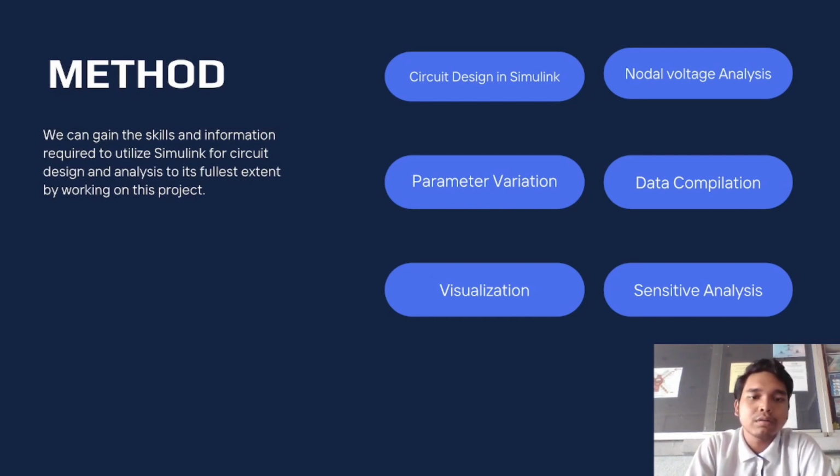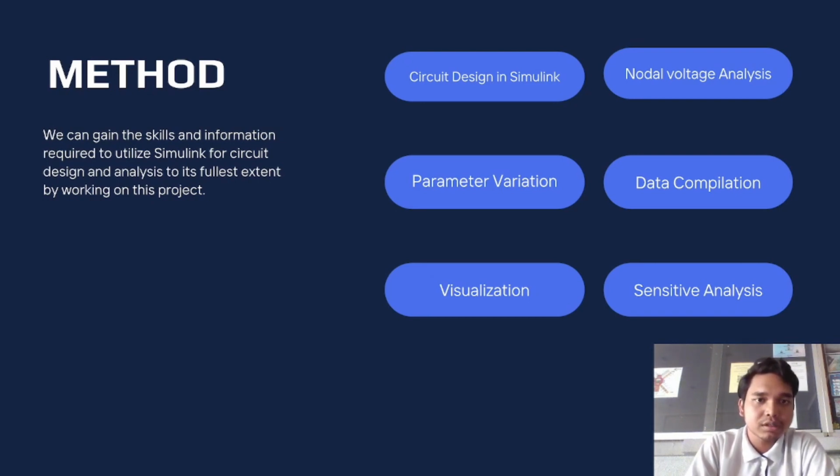For the second one, nodal voltage analysis. It is to employ the Simulink analysis tools to calculate nodal voltage. Integrate appropriate voltage measurement blocks in the circuit to capture nodal voltage values at the desired location, and configure simulation settings to ensure accurate and efficient analysis.